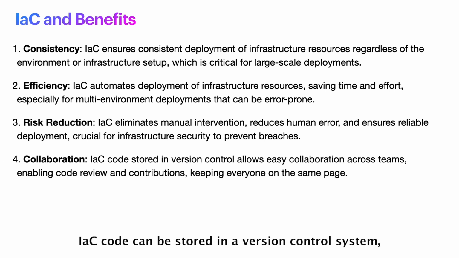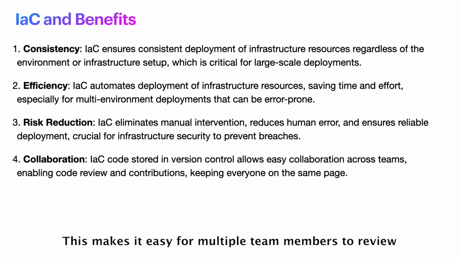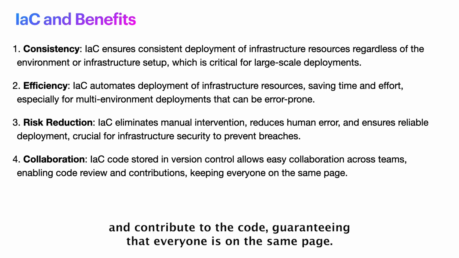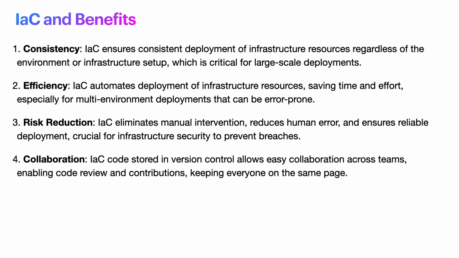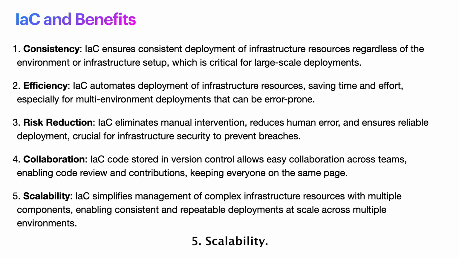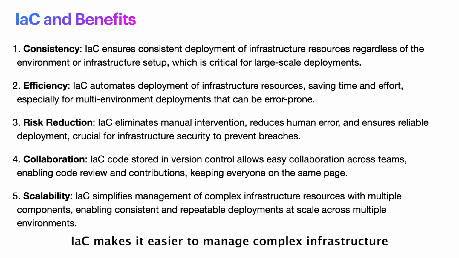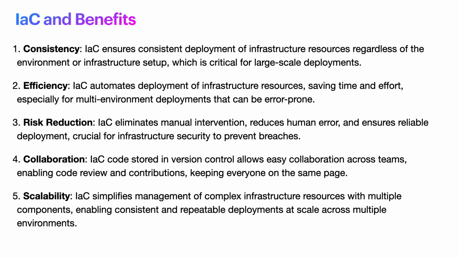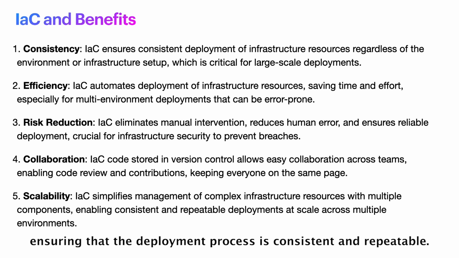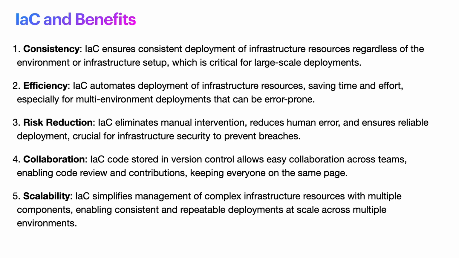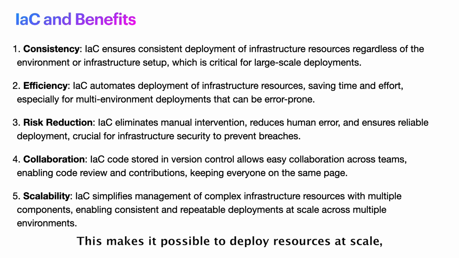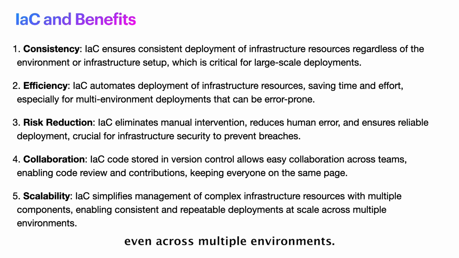Collaboration. IAC code can be stored in a version control system, which provides better collaboration across teams. This makes it easy for multiple team members to review and contribute to the code, guaranteeing that everyone is on the same page. Scalability. IAC makes it easier to manage complex infrastructure resources that consist of many components, ensuring that the deployment process is consistent and repeatable. This makes it possible to deploy resources at scale, even across multiple environments.